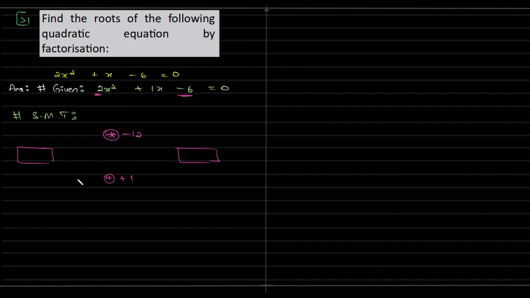This is your condition. 2 into minus 6 is minus 12. So that is, we need two numbers which do this: when multiplied, and when added gives me plus 1. To find it, we need the help of 12, minus 12 and its factors. So let's begin with writing the factors of 12. So 1 into 12 is 12, 2 into 6 is 12, 3 into 4 is 12.